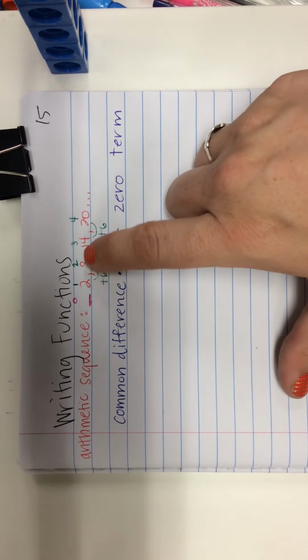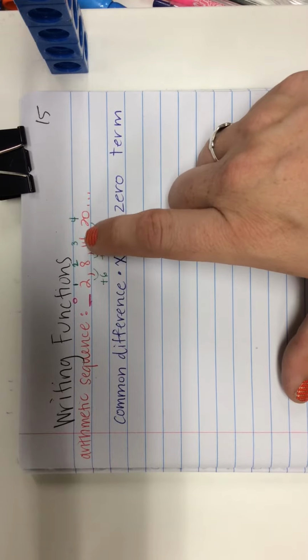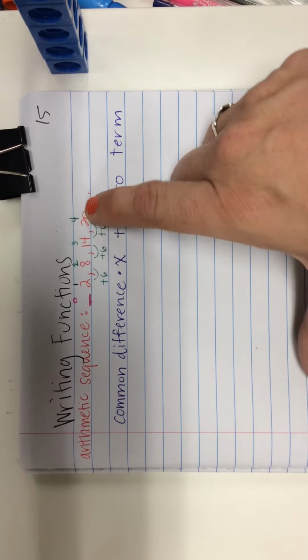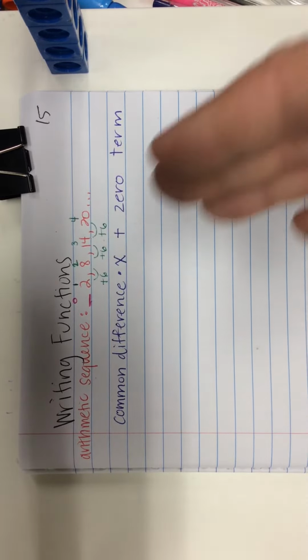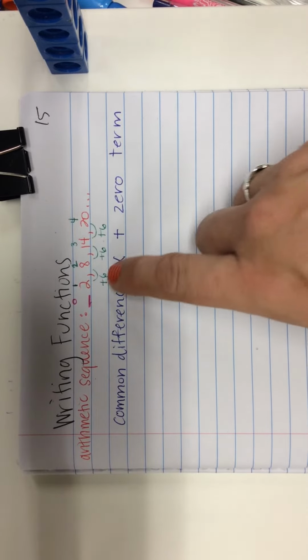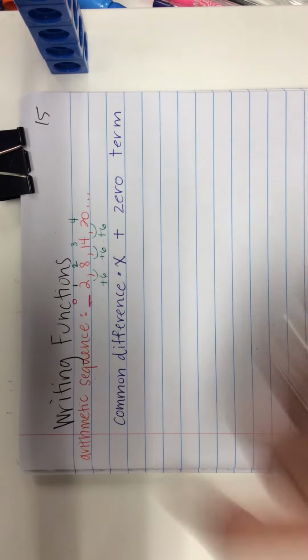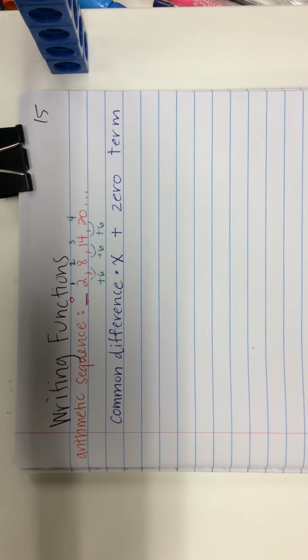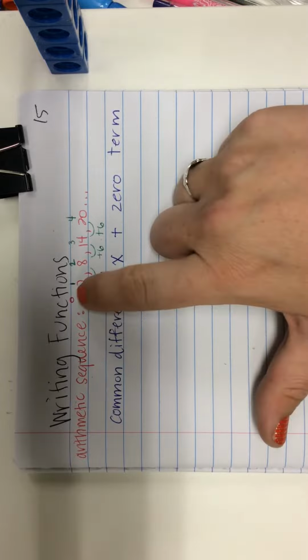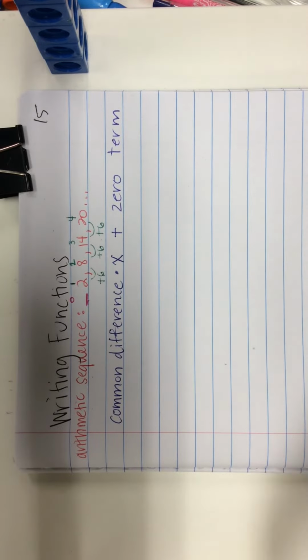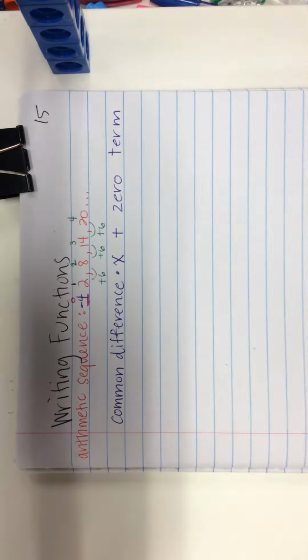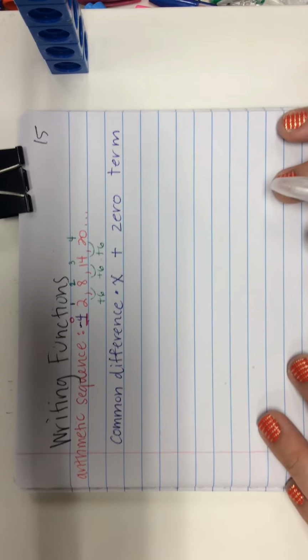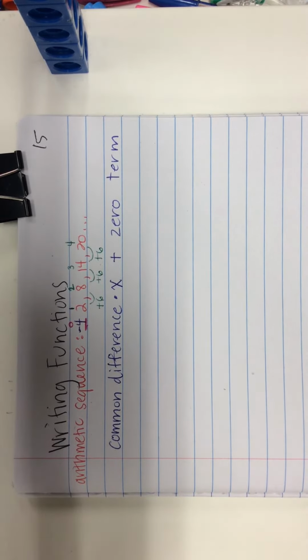So if I'm going here, I add 6. From here to here, I add 6. From here to here, I add 6. If I'm going to the right, I add 6, but I don't want to go to the right. I want to go to the left. So instead of adding 6, what should I do? I'm going to subtract 6. So what's 2 minus 6? Negative 4. And that fits inside my pattern.